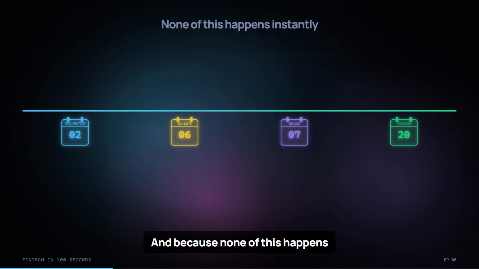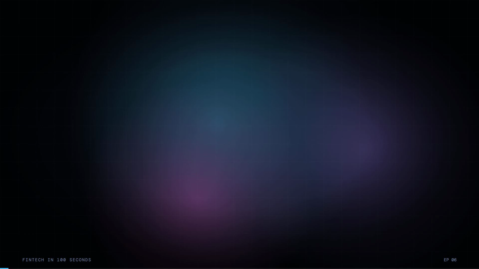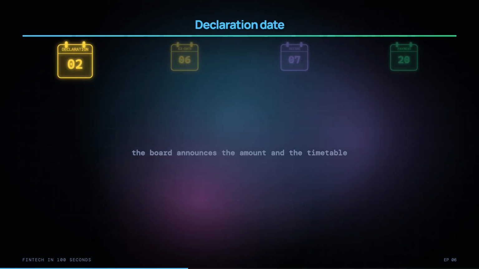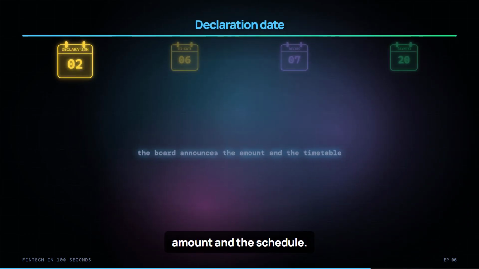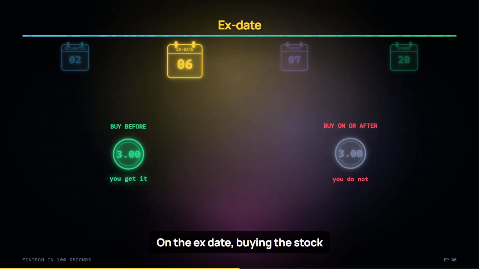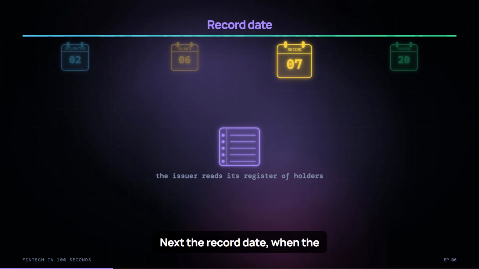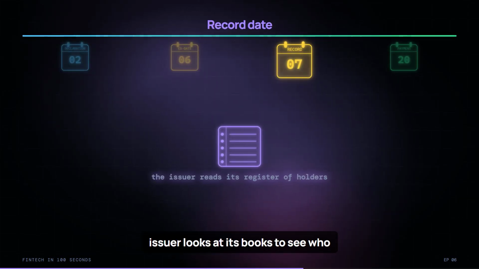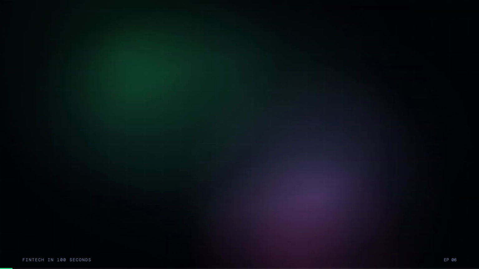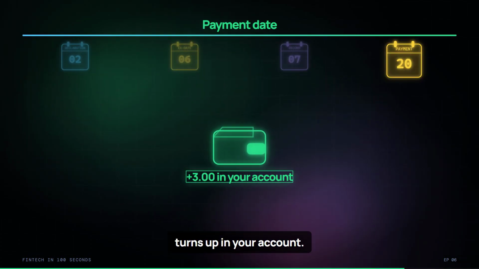And because none of this happens instantly, one dividend actually carries 4 separate dates. First, the declaration date. This is the day the board announces the amount and the schedule. Then the most important one. On the X date, buying the stock no longer gets you that dividend. Next, the record date, when the issuer looks at its books to see who the registered holders are. And finally, the payment date, which is when the money genuinely turns up in your account.